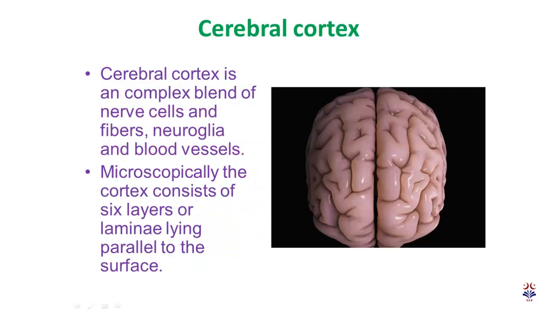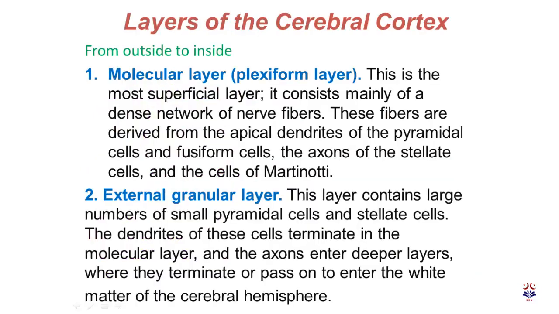Here we can again see the cerebral cortex. You see the histology of the cerebral cortex. It contains nerve cells, nerve fibers, neuroglia, and blood vessels. Macroscopically, the cortex, which is the outer gray matter, consists of 6 layers or 6 laminae, which are parallel to the surface of the cerebral hemisphere. Now we see 6 layers from outside to inside.